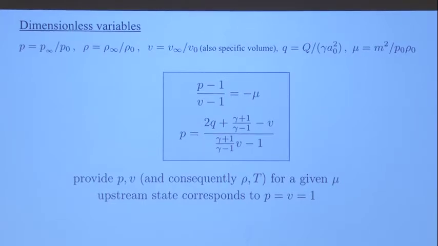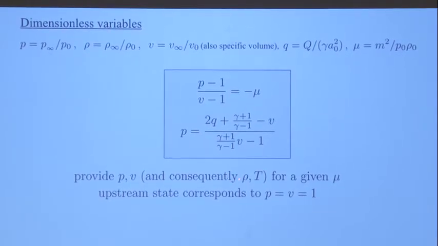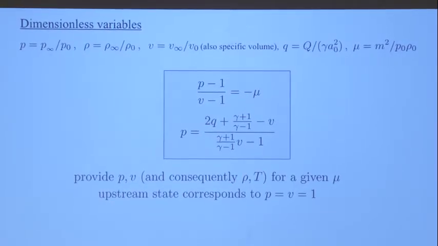And once you compute P and V, you can easily compute rho and T from the remaining equations, which are the equation of state and the continuity equation. For a given mu, in other words, if you know mu, you can compute from here P and V. Remember that the initial state, or the state upstream, corresponds to P equal to V equal to 1 based on this dimensionalization, right?